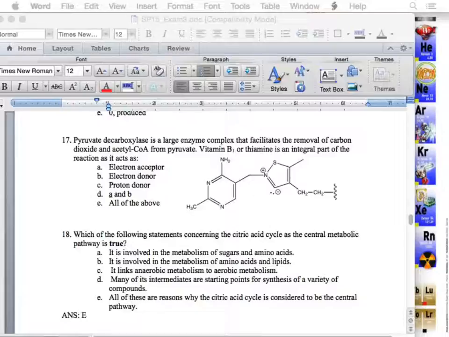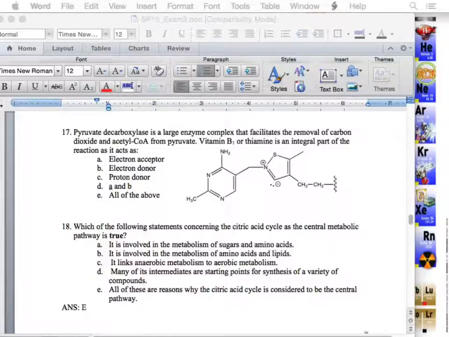So A and B are our big pieces there. It's a bit misleading because we have proton donor in there as well. To act appropriately, it has to donate a proton, but it's probably donating that proton to the enzyme, not to the substrate. Okay.